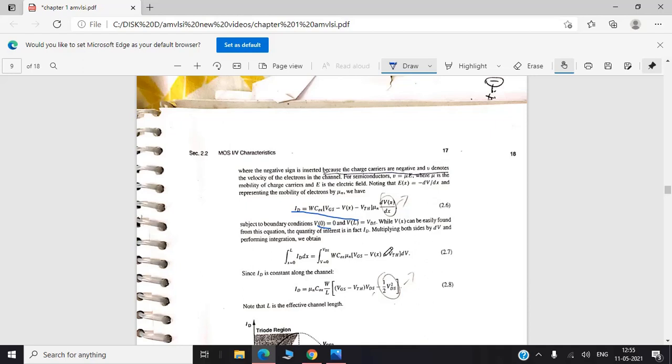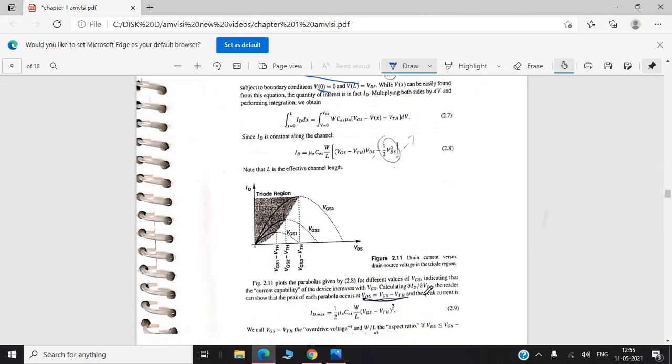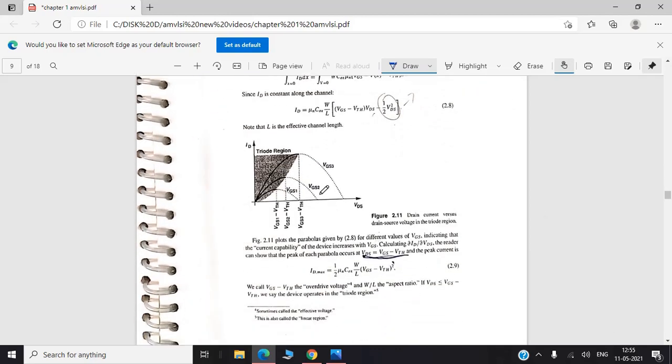Okay, so substituting everything, we will get mu n COX W by L into (VGS minus VTH) into VDS minus 1 by 2 VDS square. Once substituting this, you will get this. So this is how you have to show your ID versus VDS.